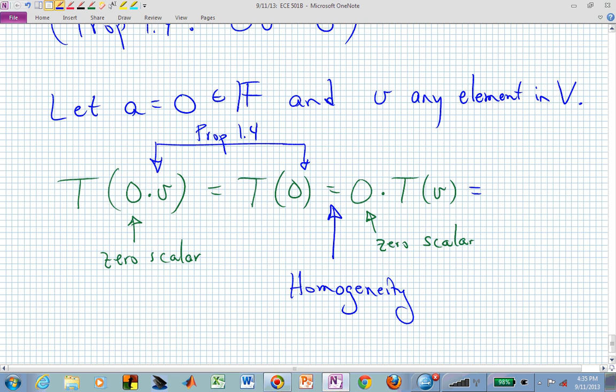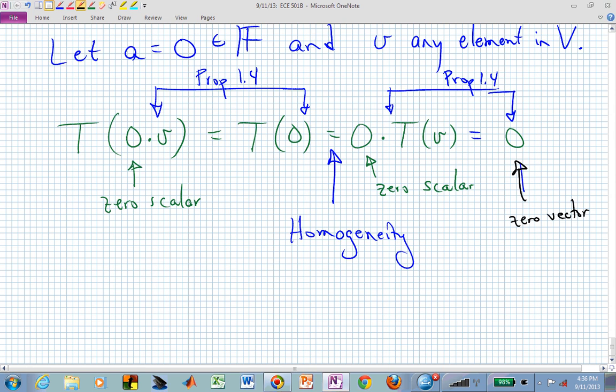Scalar times a vector, which is what T of V ends up being, a vector, is equal to the 0 vector. So again, this is another use of Prop 1.4, and now we have that element being a 0 vector. But this now says that T of 0 needs to equal 0, meaning the additive identity needs to map into itself for a linear map.